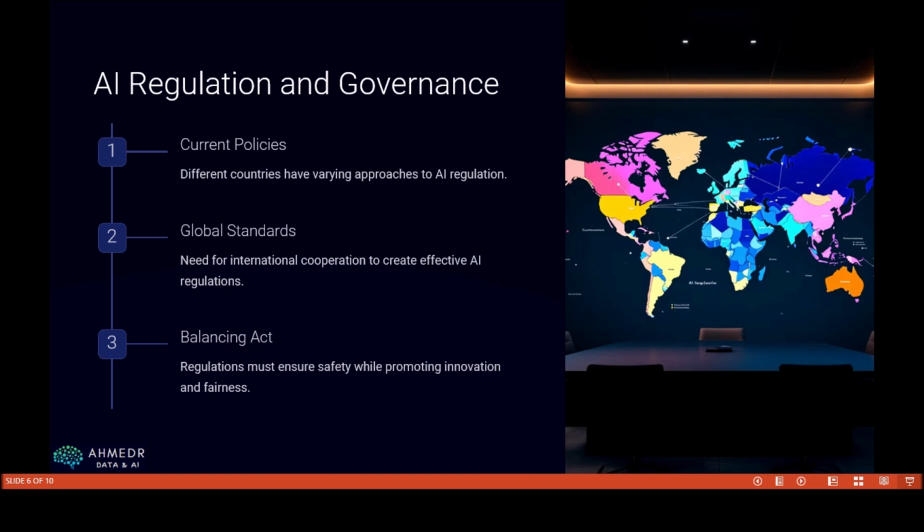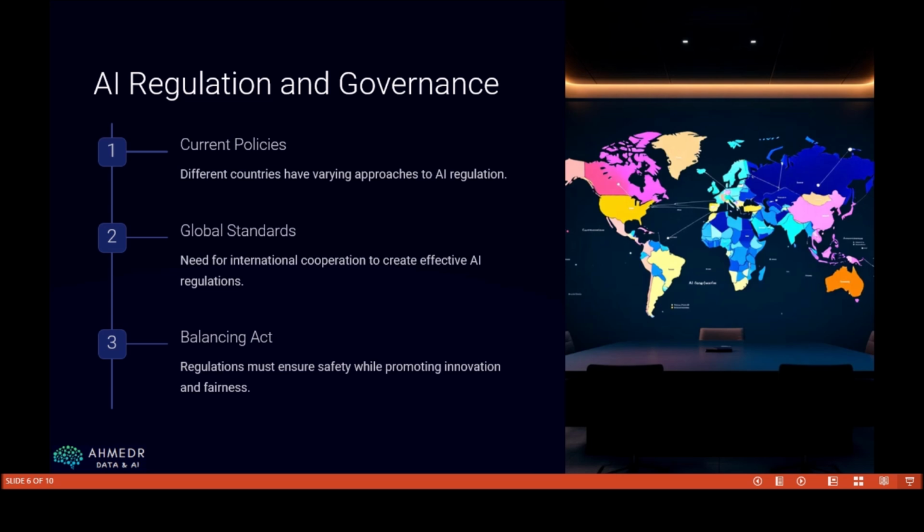Currently, countries have taken different approaches to AI regulation. The European Union has introduced the GDPR, which is the General Data Protection Regulation, to address privacy concerns, while China has introduced a national AI strategy. In the US, there are guidelines in place for specific industries, but there is no comprehensive national AI policy yet.